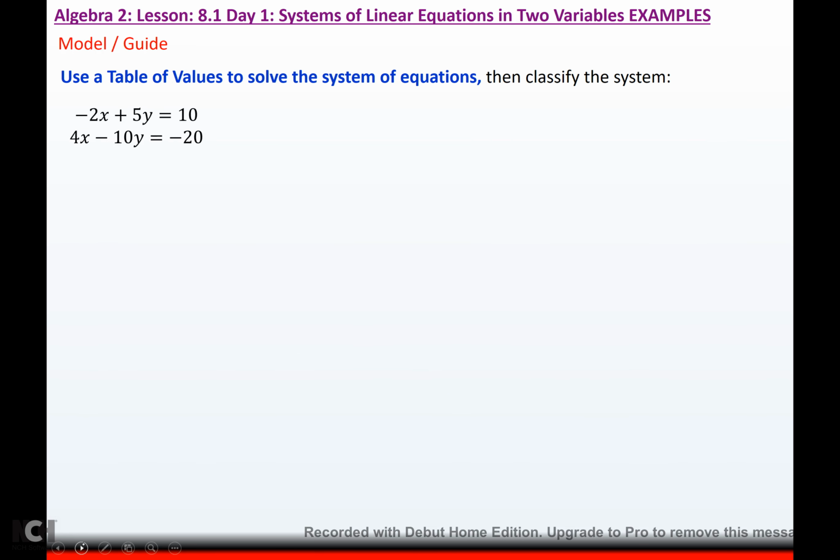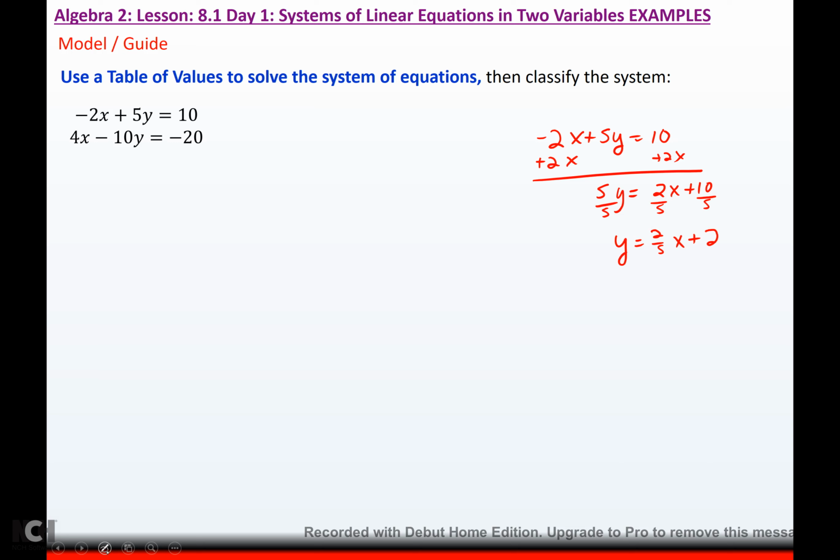Alright, so if we look at this one, again, to use the calculator, I'm going to have to get y alone. So if I take my first equation, negative 2x plus 5y equals 10, add 2x, I get 5y equals 2x plus 10, divide by 5, y equals 2/5 x plus 2.